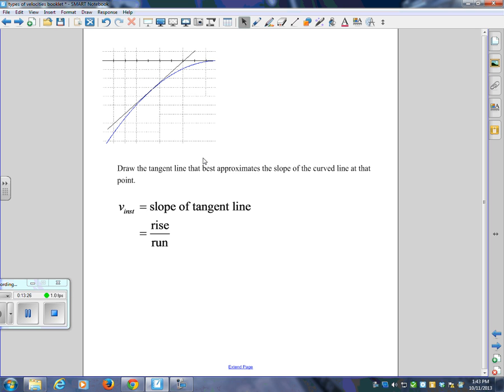Okay, so draw the tangent line that best approximates the slope of the curved line at that point, and let's go find the slope. Now, what do you guys have? You have it drawn, right? But we don't have any numbers on there, do we? No. Can we make up numbers? Let's make up numbers. Let's go 1, 2, 3, 4, 5, 6, 7, 8, and minus 1, minus 2, minus 3, 4, 5, 6, 7, 8. Minus 8 down there.